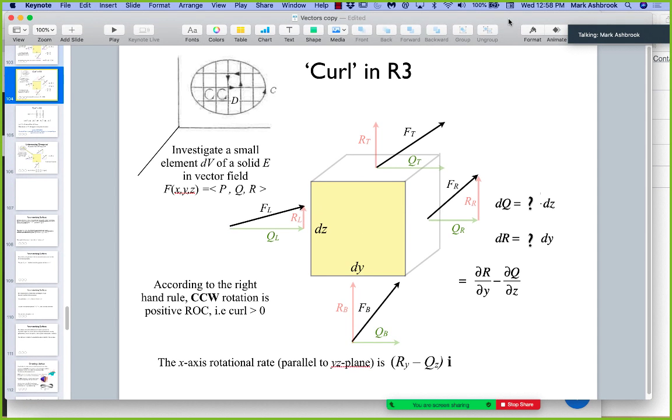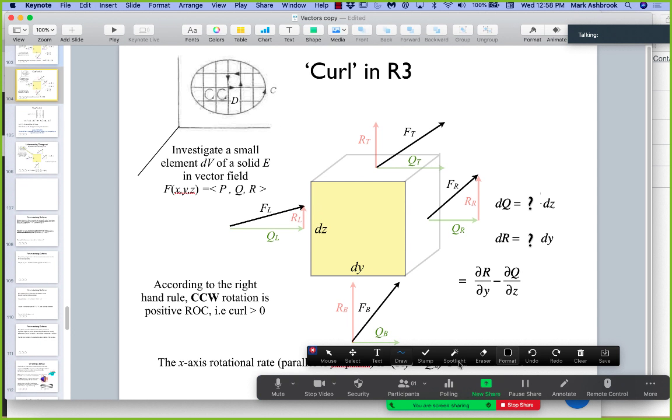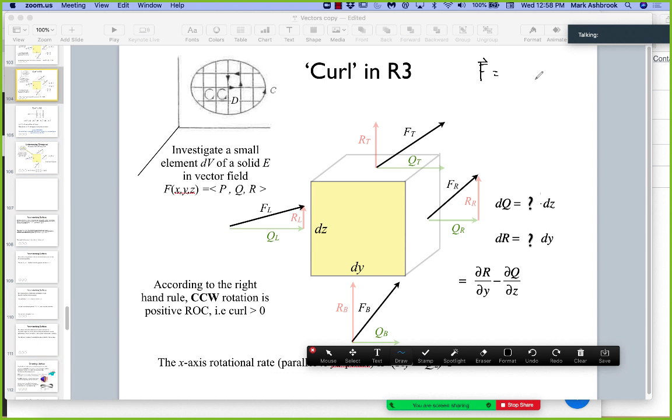What was curl? Curl was a rate. So if you had a vector field, if we have a vector field, PQR is what we want. So we have some vector field, right?